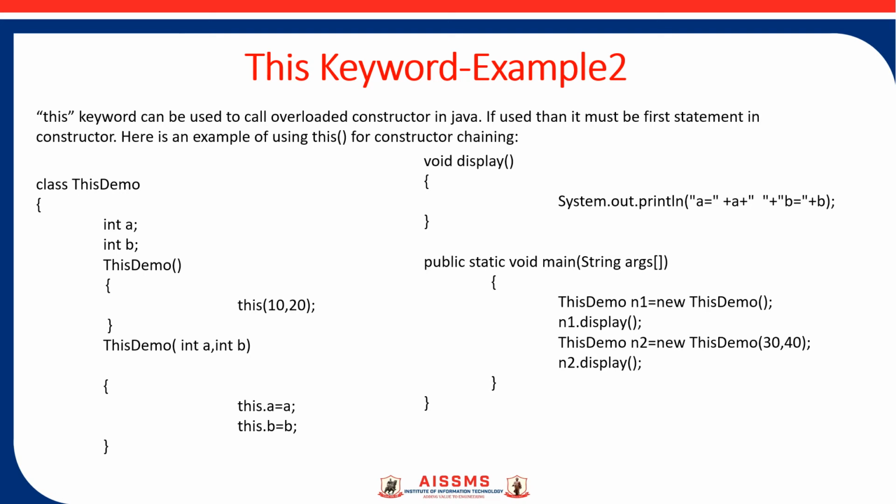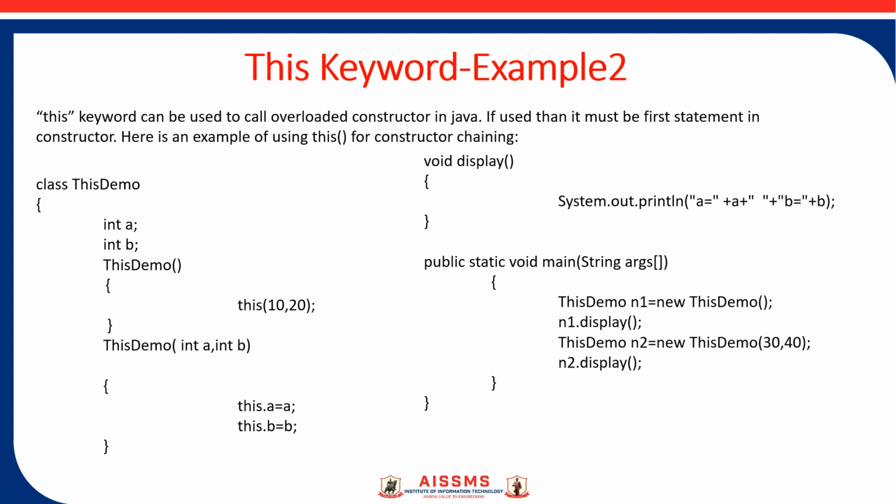The first constructor is the default constructor. The second constructor is the parameterized constructor. Other than that, we have a display method, and the purpose of this display method is to print the values of A and B. In main we are creating two objects. The first object is created with the help of the default constructor, and the second object will be initialized with the help of the parameterized constructor.